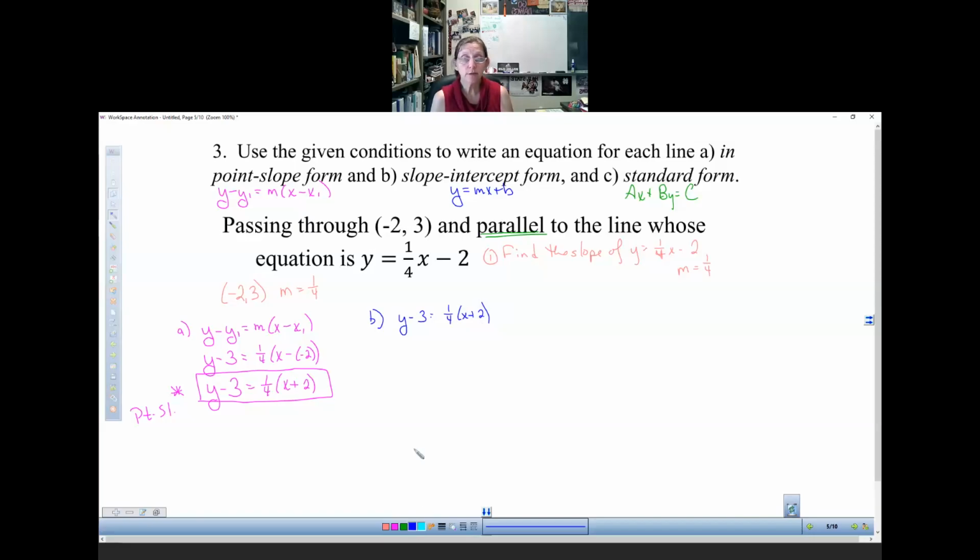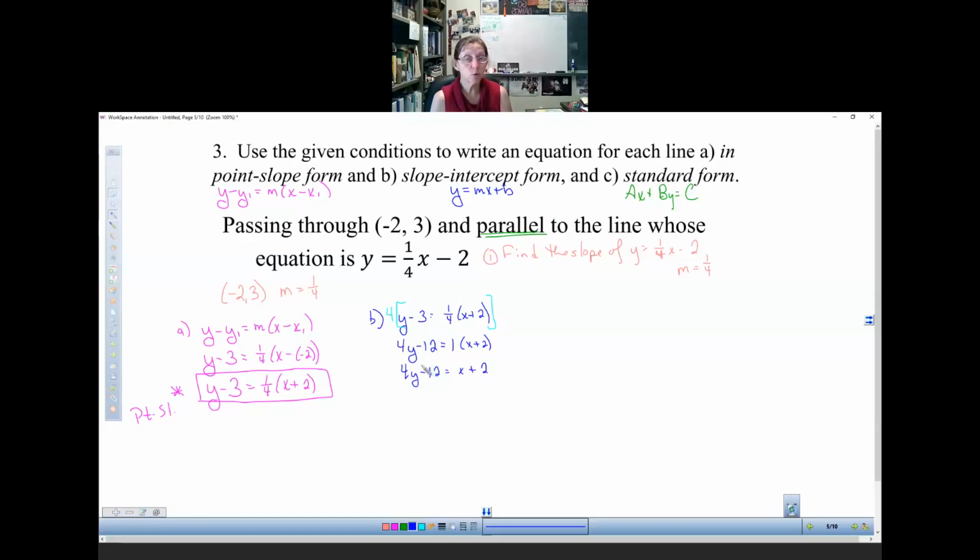And I'm going to get rid of the fraction by multiplying everything through by this common denominator of 4, all right? And so that's going to result in 4y minus 12 is equal to, well, 4 times 1/4 is going to be 1 times x plus 2. And so cleaning this up just a little bit, I have just that 4y minus 12 is equal to x plus 2. Well, slope-intercept form means I'm solving this equation for y.